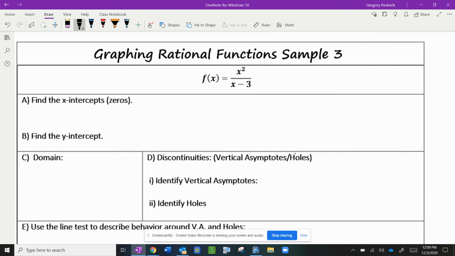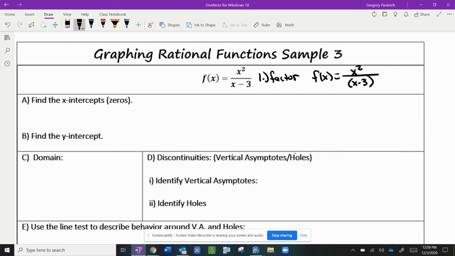However, I'm going to go over sample number 3. And remember, the first step is you're going to try to take the rational function and factor it. So I can't factor the top and I can't factor the bottom.